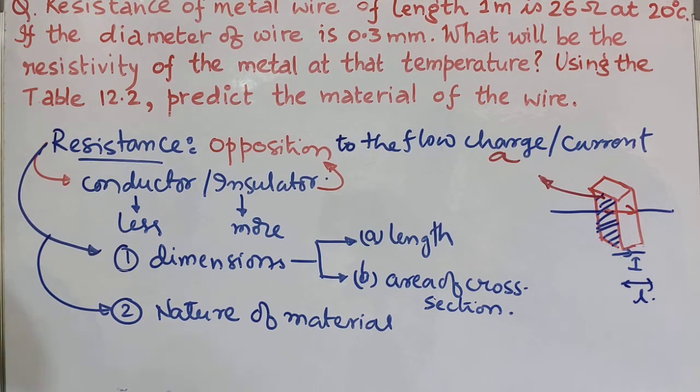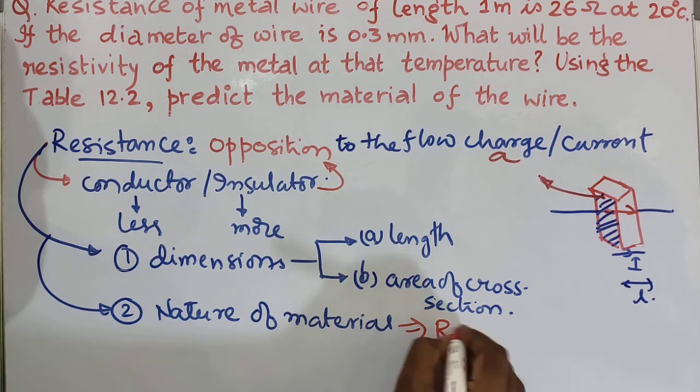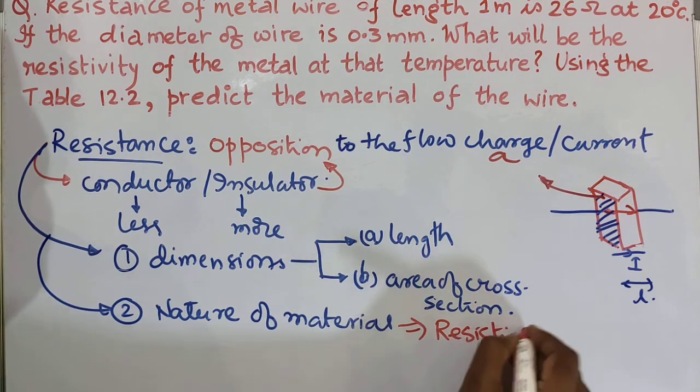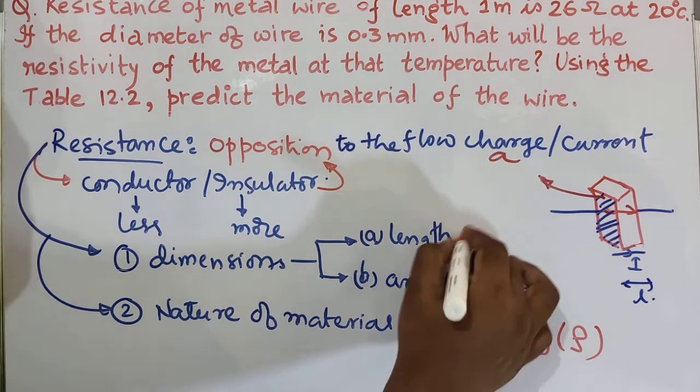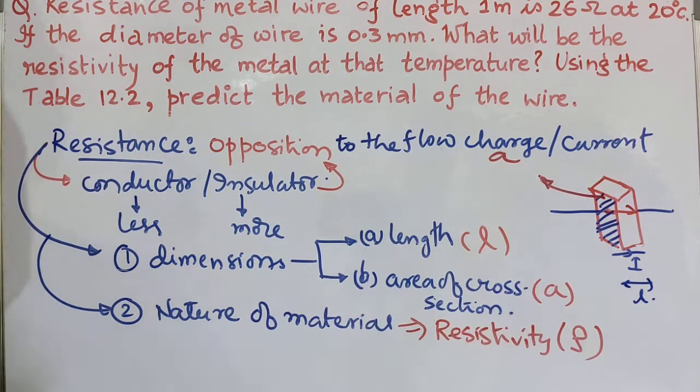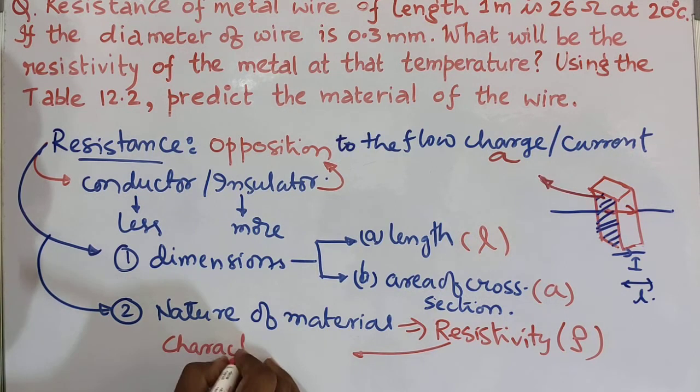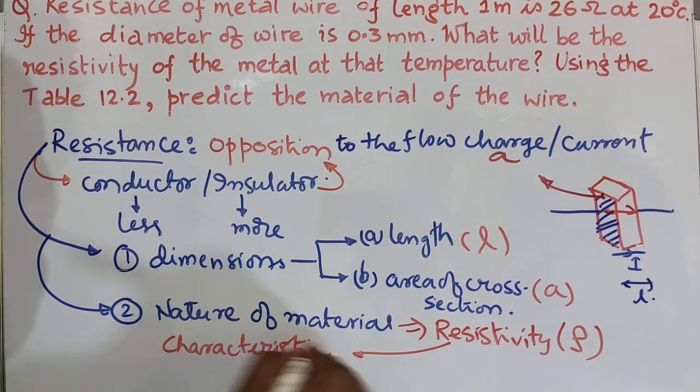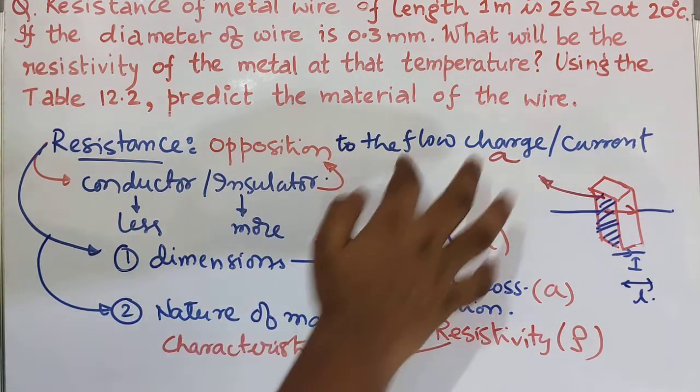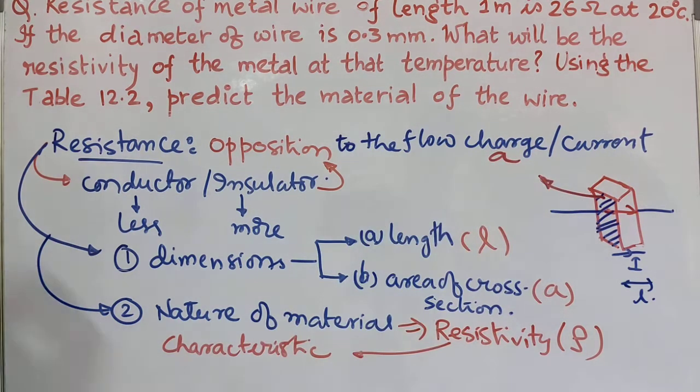So in order to understand this nature, or to give some value which is seen macroscopically, we have used a constant called resistivity. Resistivity is denoted by rho. I am denoting length by small l, area of cross section by small a, and resistivity by rho. So this resistivity is because of what? The characteristic property. It completely depends upon how the material is made. You have to see at the molecular level how they are behaving to the flow of current.